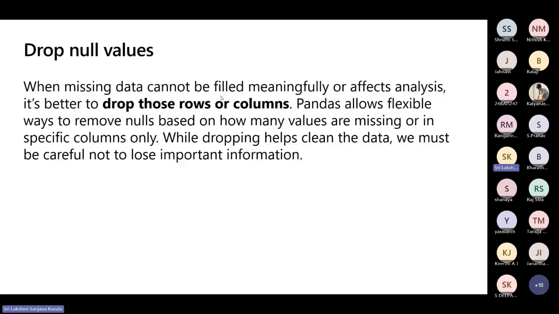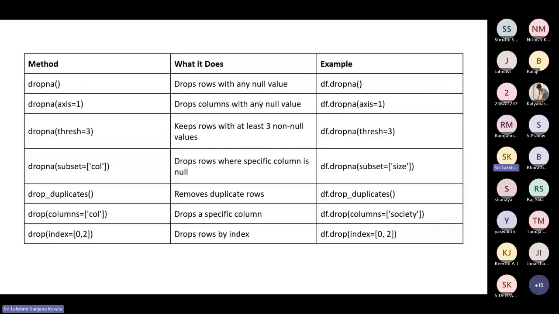Pandas allows flexible ways to remove nulls based on how many values are missing, or in specific columns only. While dropping helps clean the data, we must be careful not to lose important information. Dropping is allowed only when important information is not removed. So we need to be very careful while cleaning the data or dropping null values. These are some of the methods you can use to drop the null values.